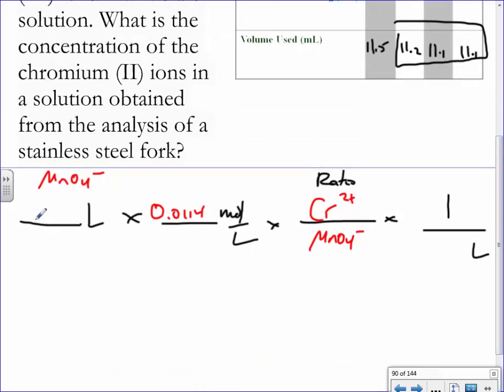Oh, by the way, can I show you guys a little trick? Rather than dividing into liters every single time, if you want to make this number in milliliters and this number in milliliters, it'll actually be consistent.